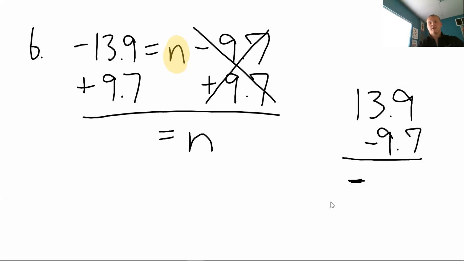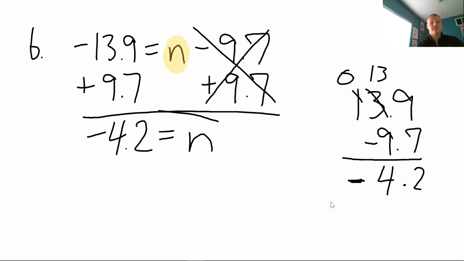So 9 minus 7 is 2. Bring down my decimal point. 3 and 9, I can't do that, so I'm going to borrow from the 1. So 13 minus 9, I'm going to have 4. So negative 4.2 would be my answer for n. Okay, negative 4.2 equals n. Does that make a little more sense, Madeline, how I'm solving for that?